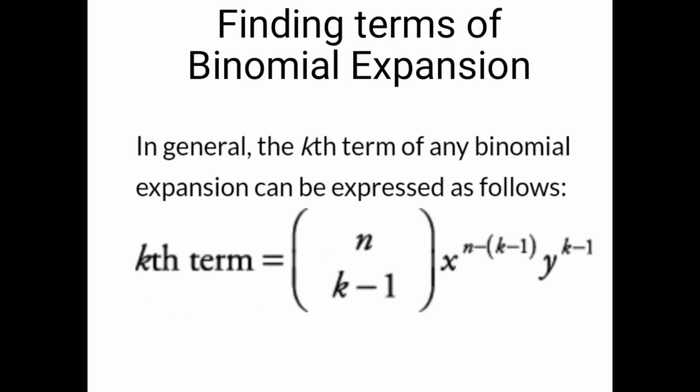Finding terms of a binomial expansion. In general, the kth term of any binomial expansion can be expressed as: kth term equals n combination (k minus 1) times x raised to the power (n minus (k minus 1)) times y raised to the power (k minus 1).